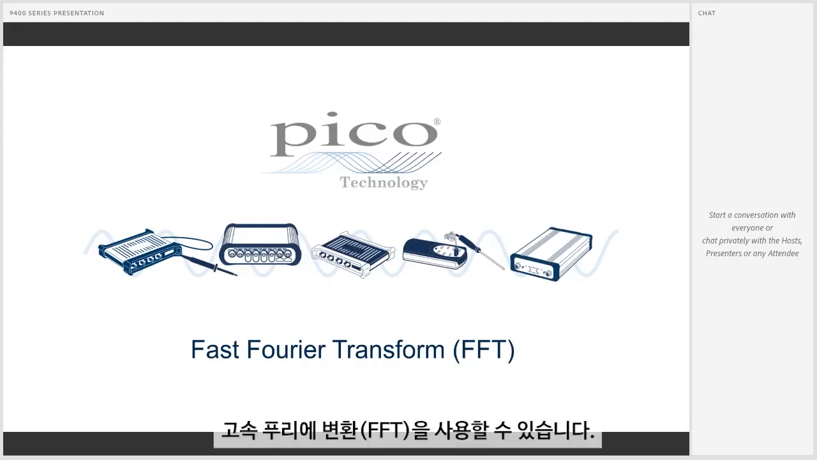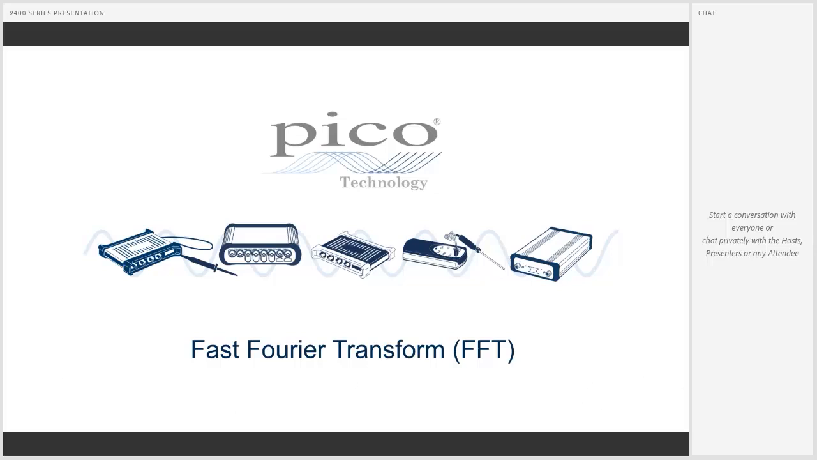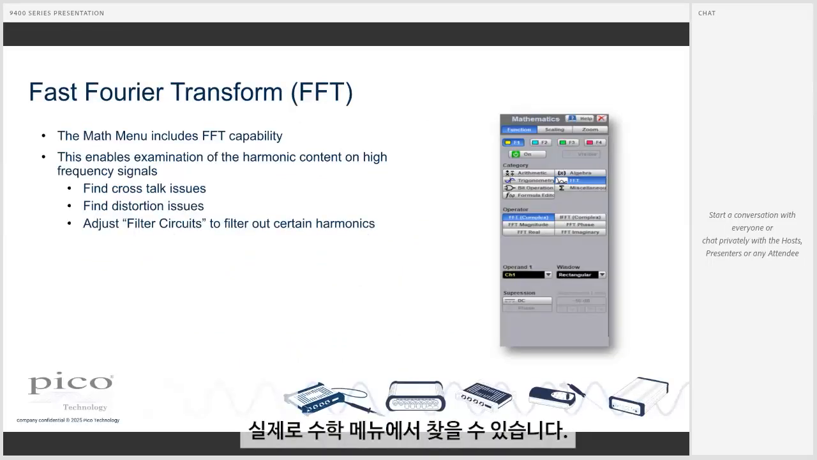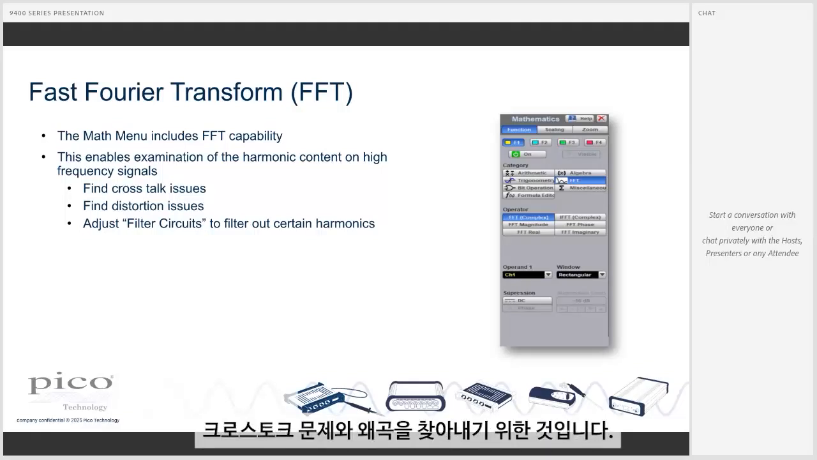Fast Fourier Transform, or FFT, is available. You will actually find it in the Maths menu, and if you go to the bottom tab, you will then see FFT comes up on the right-hand side of the menu. The reason we would like to use FFT with the 9400 series is to find crosstalk issues and distortion issues.